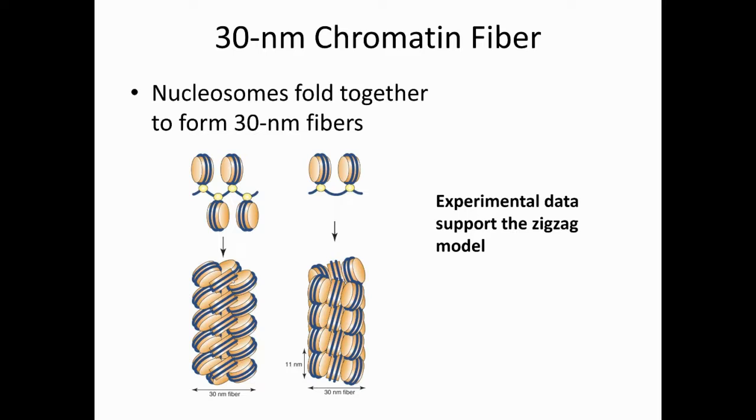One is called the solenoid model, and the other is called the two-start helix. In the solenoid model, the consecutive nucleosomes are located adjacent to one another in the fiber and folded into a simple one-start helix. And the other one is basically just a zigzag. They are arranged as a zigzag. So that's the one-start and the zigzag.